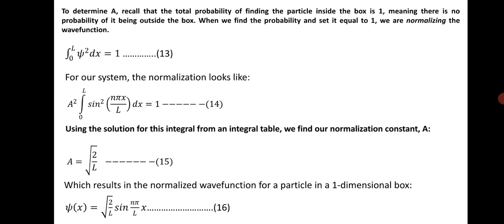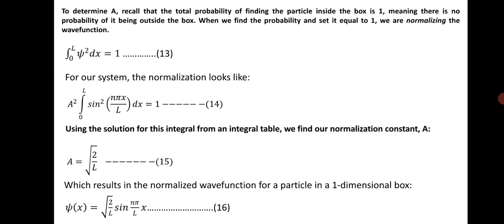Now, to determine the value of A, what we have to do is this: the total probability of finding the particle inside the box is unity. It means that there is no probability of finding the particle outside the box. So when we find the probability and set it equal to 1, we are normalizing the wave function. Okay, so therefore integration of 0 to L psi square dx is equal to 1.